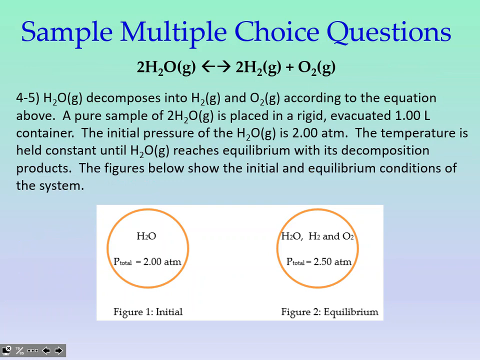So in this case, we're just going to have 2 questions with it, but we have the water vapor decomposing into hydrogen and oxygen. They tell us the initial partial pressure when there's only water vapor in there is at 2 atm. Over here, this is at equilibrium after it's gotten established. We have water vapor, hydrogen, and oxygen, and our total pressure is now 2.50 atm. These are the points that you need to make sure you are paying attention to.